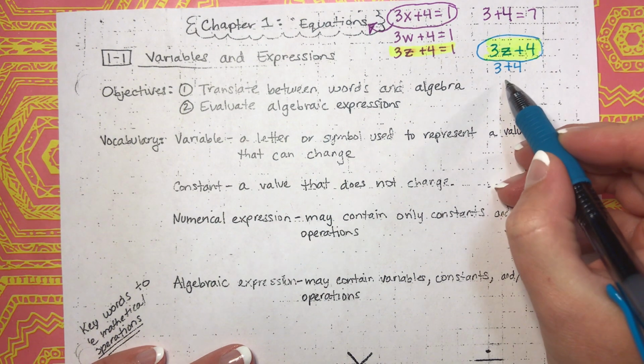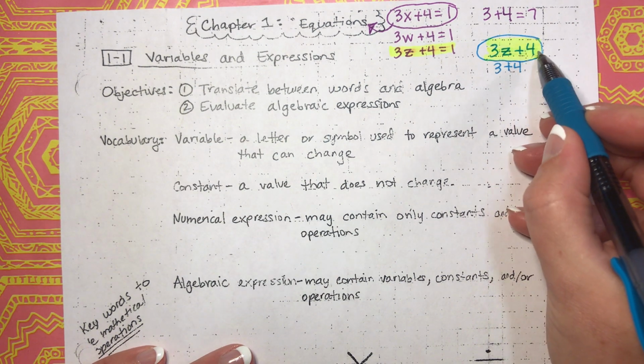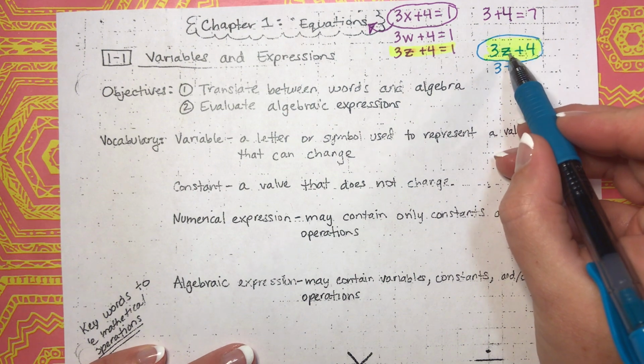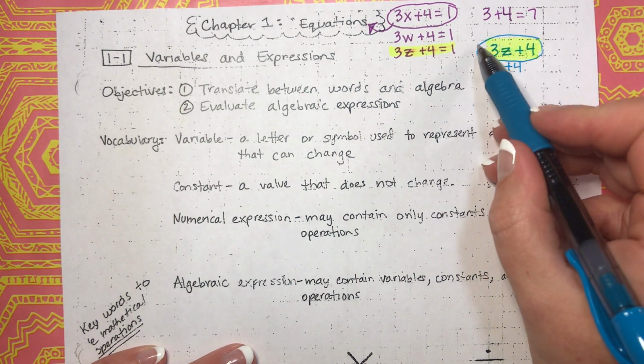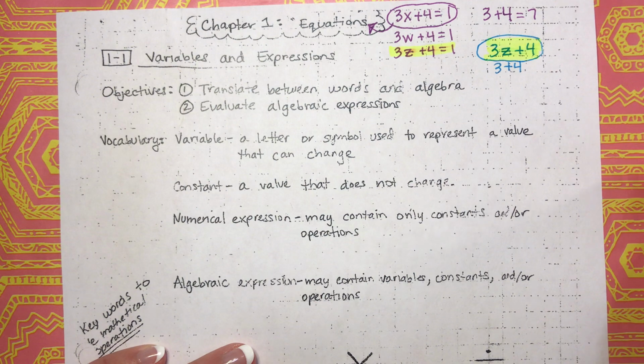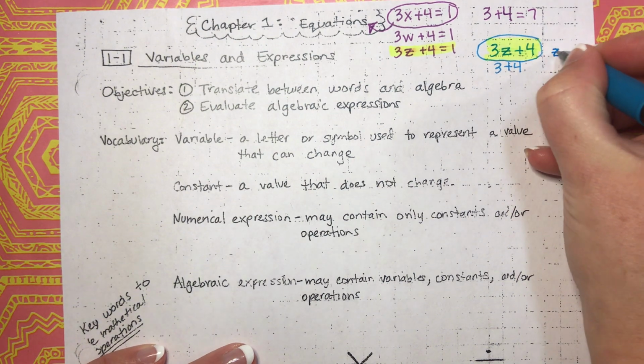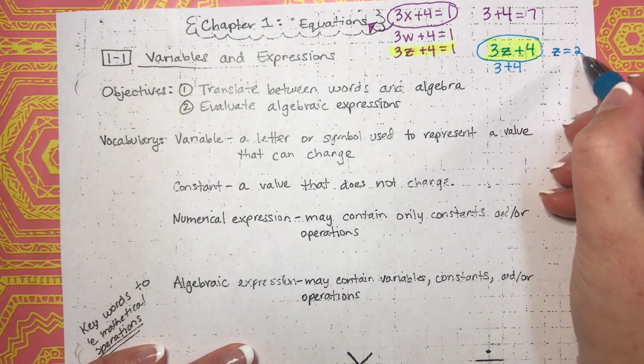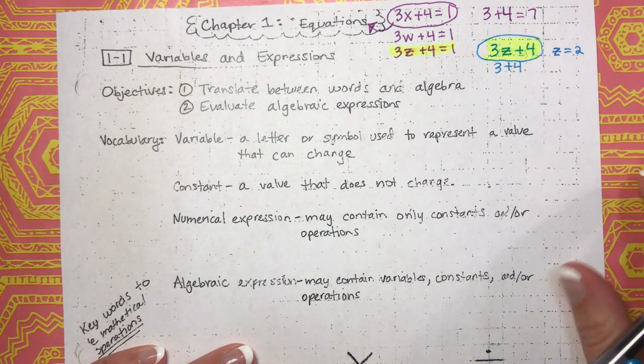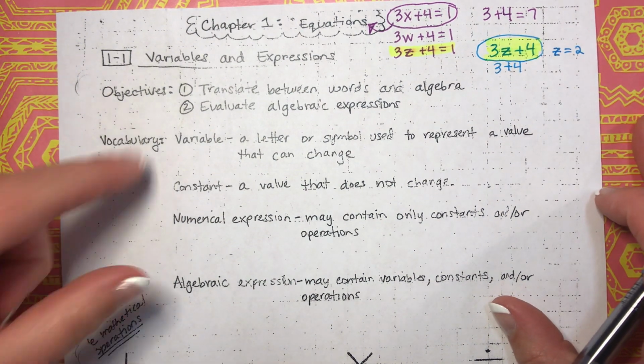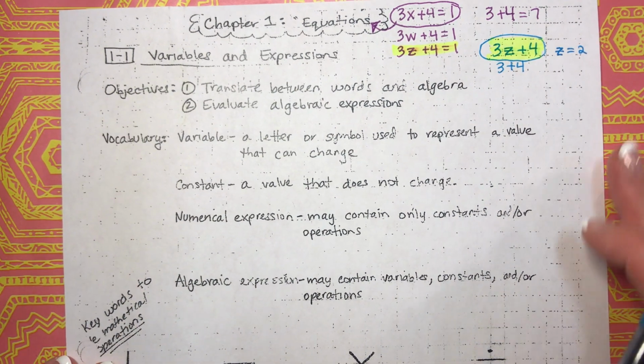And then we're going to evaluate algebraic expressions, which means we're going to be given an algebraic expression. 3 plus 4 is not algebraic. 3z plus 4 is algebraic. It's because there's a variable. So we're going to be dealing with these, and when it says evaluate, then we're going to have something like, well, evaluate it when z is equal to 2, and then we stick 2 in for z, and then we figure that out. So those are the different types of things that we're going to talk about today.